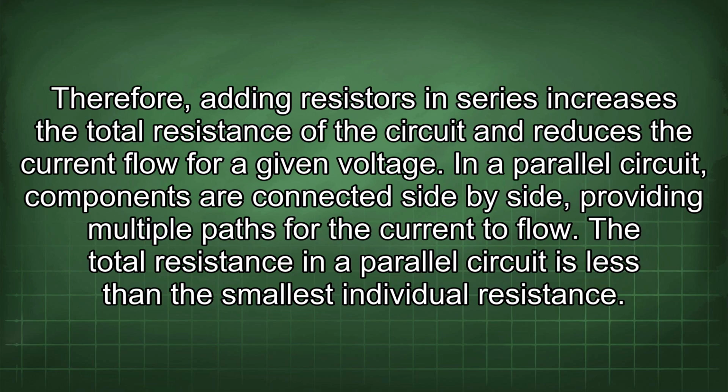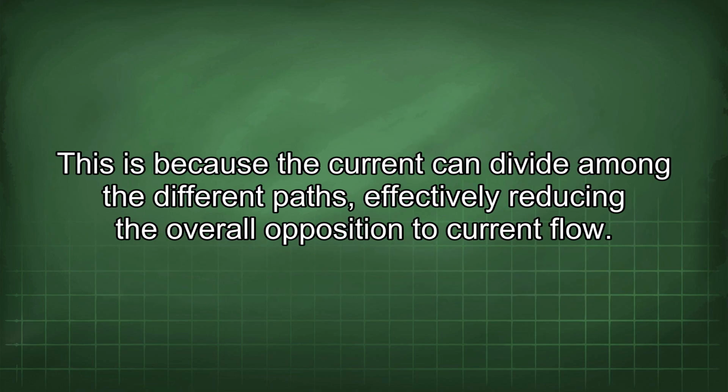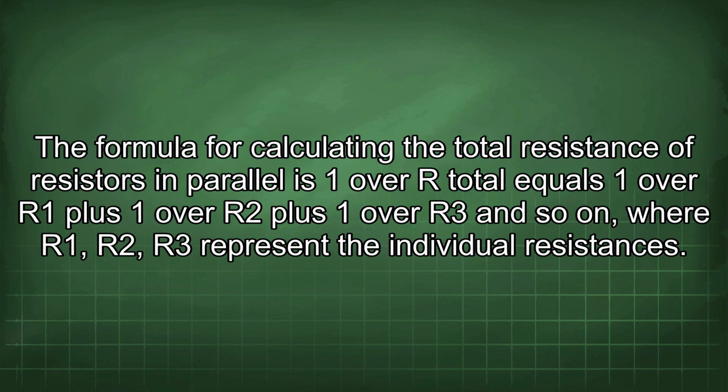Therefore, adding resistors in series increases the total resistance of the circuit and reduces the current flow for a given voltage. In a parallel circuit, components are connected side by side, providing multiple paths for the current to flow. The total resistance in a parallel circuit is less than the smallest individual resistance. This is because the current can divide among the different paths, effectively reducing the overall opposition to current flow. The formula for calculating the total resistance of resistors in parallel is 1 over R total equals 1 over R1 plus 1 over R2 plus 1 over R3 and so on, where R1, R2, R3 represent the individual resistances.